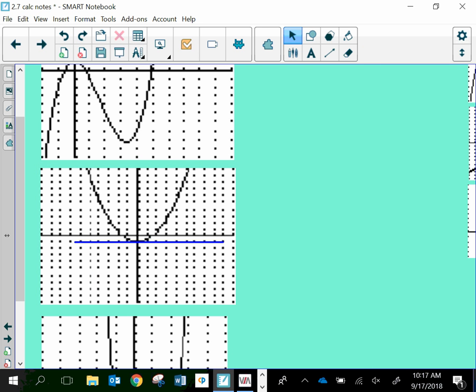Okay, so we got a horizontal tangent. I'm getting all the tangents. Get it? All right.